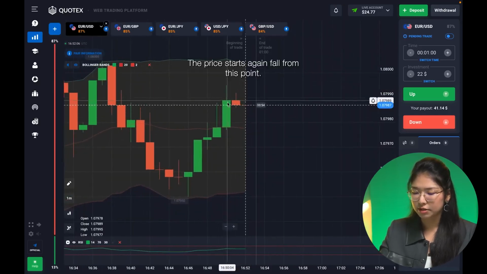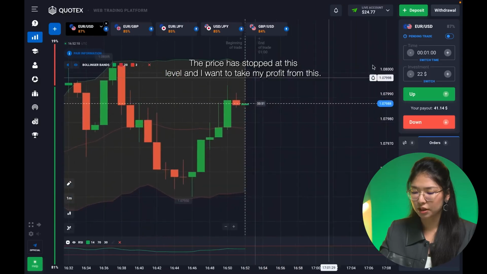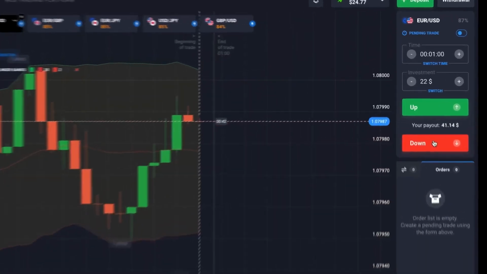The price starts again, fall from this point. The price has stopped at this level, and I want to take my profit from this. So $22 in my investment, and be ready for put option right now.